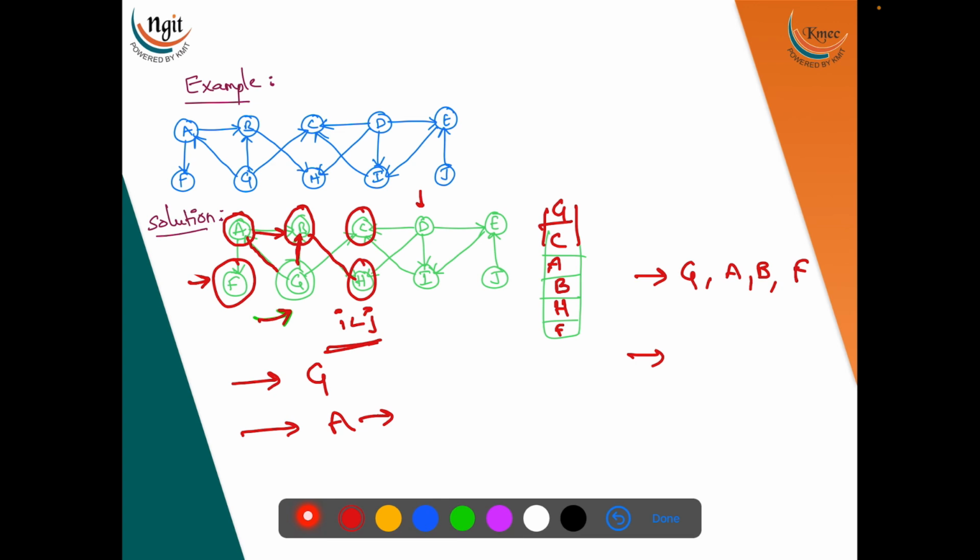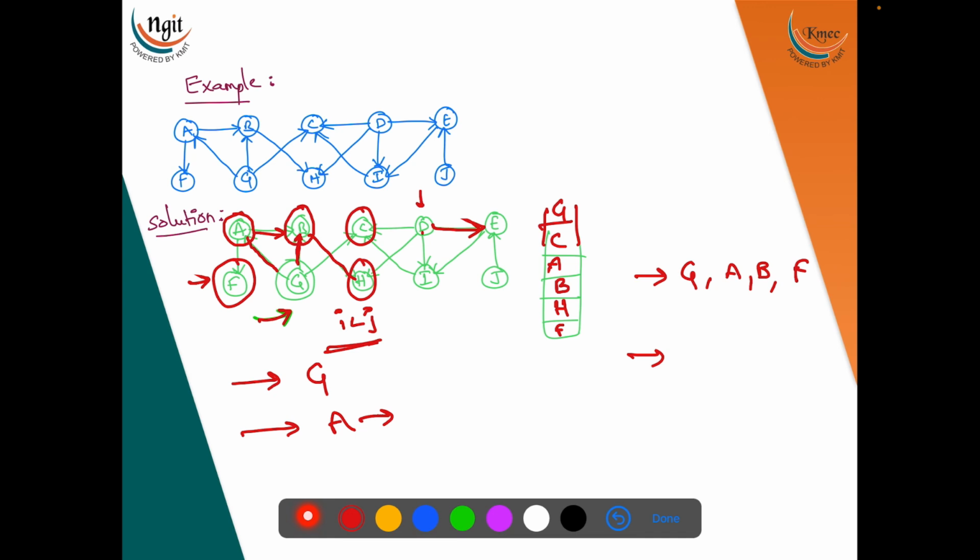Visit D, move to its unvisited neighbor which is E. Now E has an unvisited neighbor which is I. E has only one, which is I. So before you come to E, you have a conflict, right? D to E is there, D to I is there. So what is the topological ordering? Whichever has the lesser number, that means E will come before I. So we go for D to E, not for I.